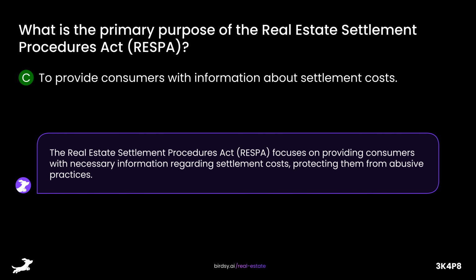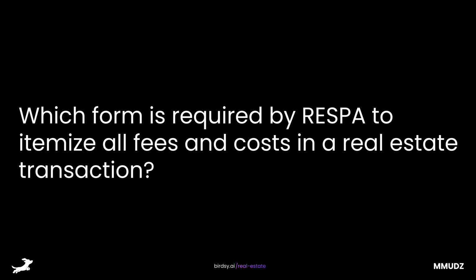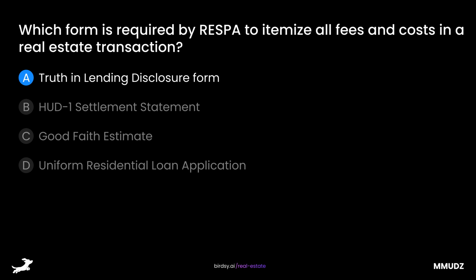The Real Estate Settlement Procedures Act, RESPA, focuses on providing consumers with necessary information regarding settlement costs, protecting them from abusive practices. Which form is required by RESPA to itemize all fees and costs in a real estate transaction? Is it A, Truth in Lending Disclosure Form, B, HUD-1 Settlement Statement, C, Good Faith Estimate, or D, Uniform Residential Loan Application? The answer is B, HUD-1 Settlement Statement.